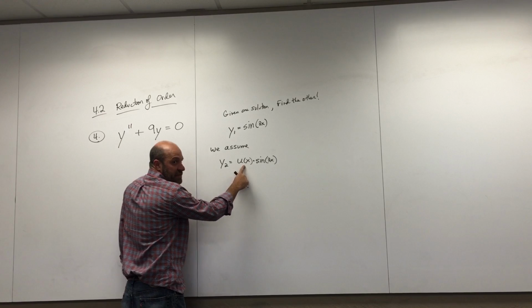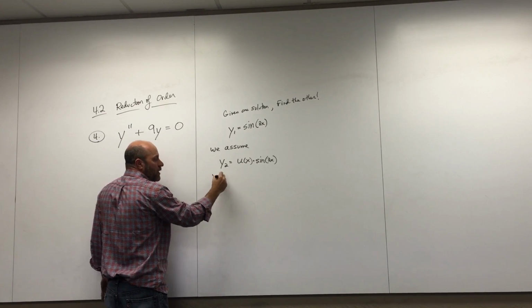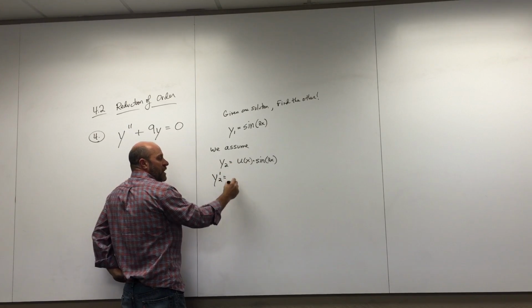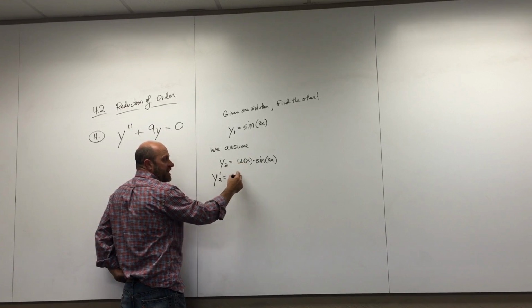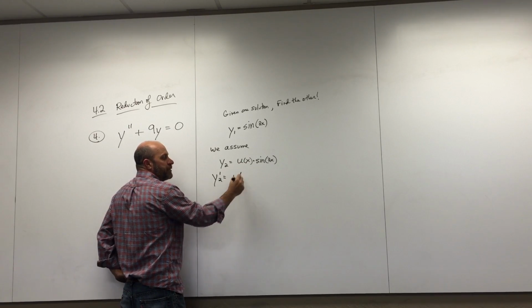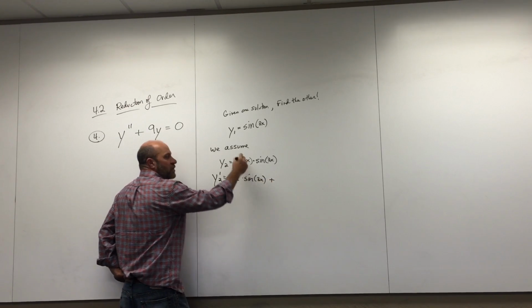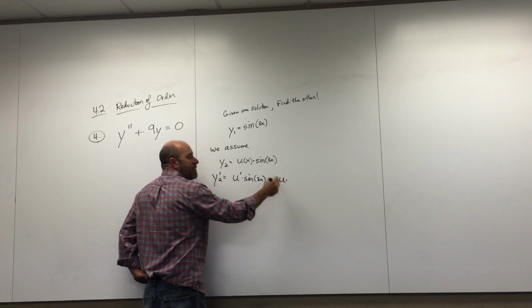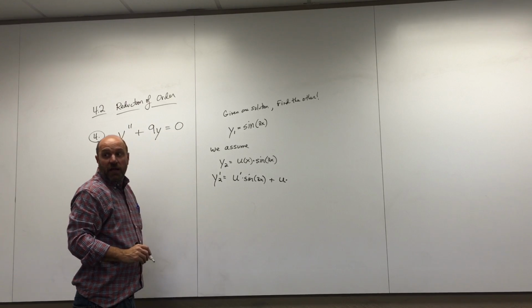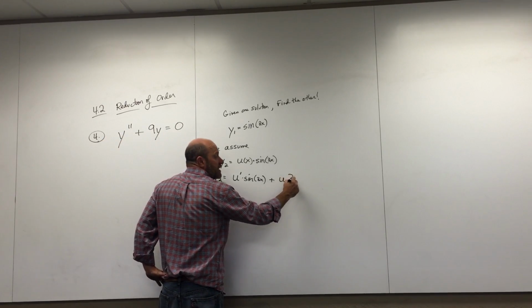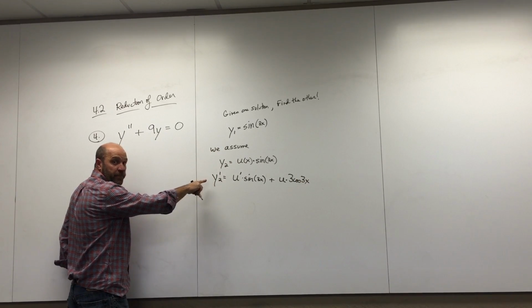Because this is not a constant, it's some function of x, I need to do a product rule. y prime is, and I'm going to lose the of x notation. It's u of x, but I'm going to call it u prime times the sine of 3x plus, write down the u and multiply by the derivative of sine. What's the derivative of sine? Cosine. With a 3 spitting out, so it's 3 cosine 3x. Okay, thank you. That's y prime.